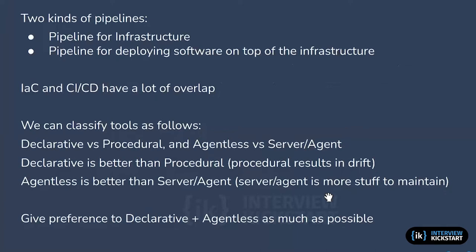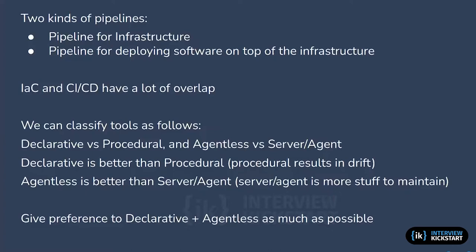The tools that we're going to use to build out the pieces of the diagram can be classified into different kinds of tools, okay? The basic classification scheme that's going to be important for us is whether or not a tool is declarative or procedural, and whether or not a tool is agentless or has a server agent component, okay? And in general, you always need to be aware that declarative is always better than procedural.